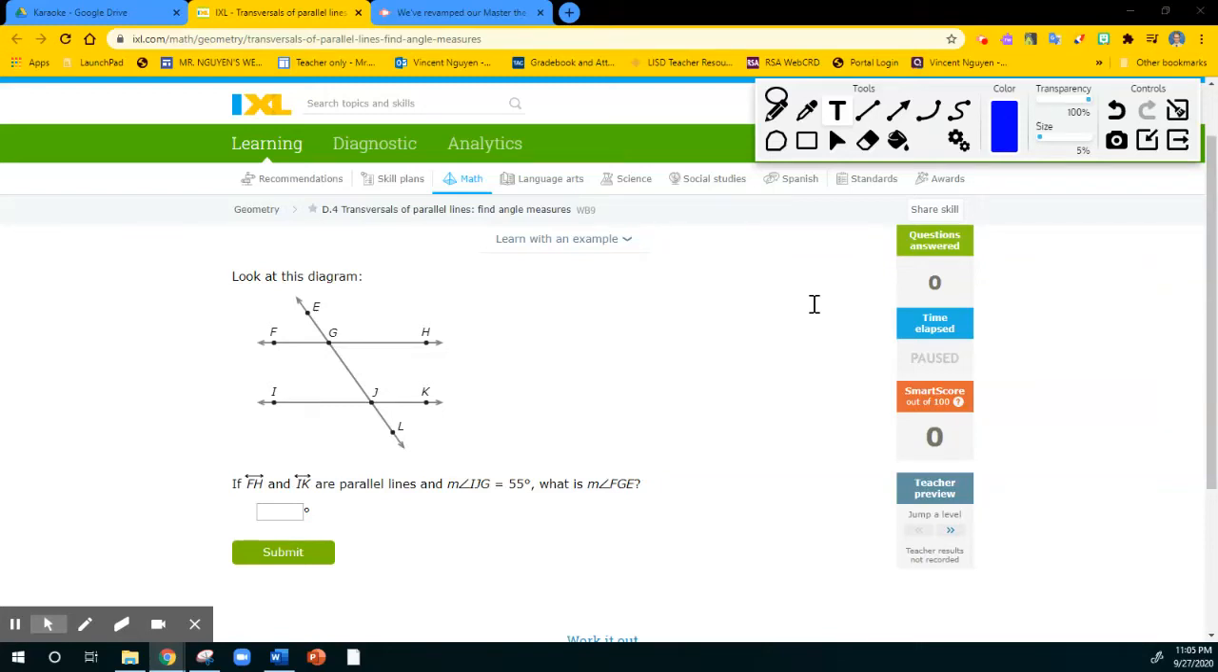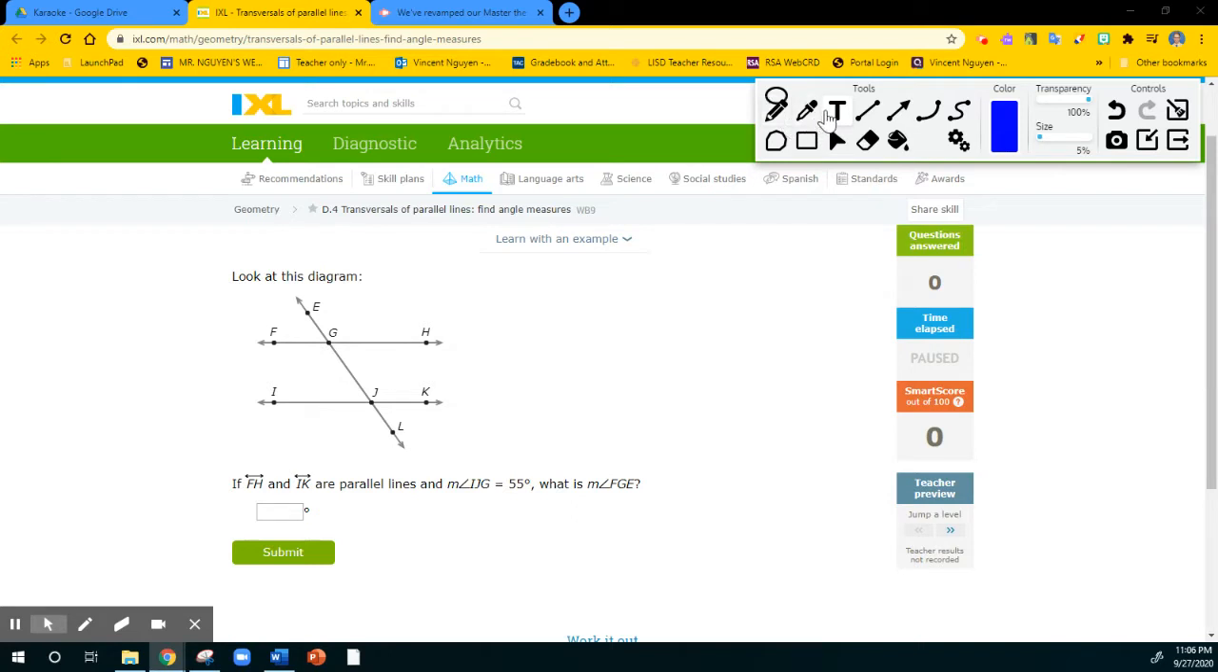Today we're going to be talking about angles that are formed by transversal and parallel lines and how to find the angle measures of those angles. Before we begin though, let's review really quick. When we have two parallel lines and a transversal, so line EL here is the transversal, 8 angles are formed.